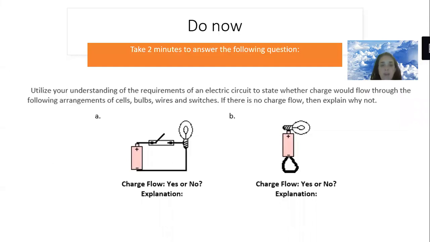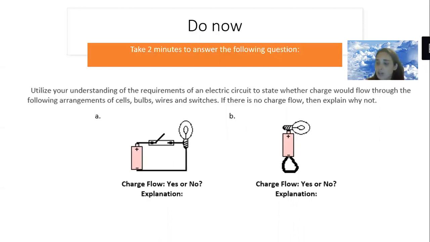So for today, our do now is, in your classwork document, take the next 2 minutes to answer the following question. Below we have two circuits, and you need to explain whether a charge is going to flow or not and why. So take the next 2 minutes to do this. When you are ready to come back, press play. Press pause now.